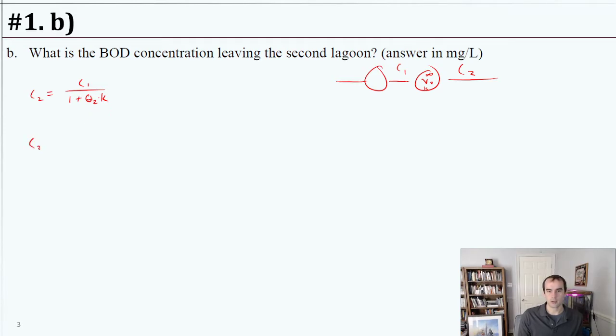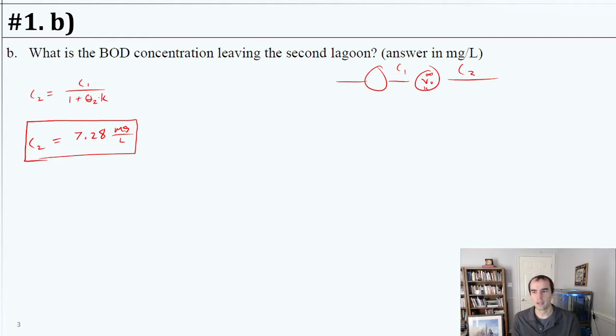Given that we have those numbers from last time, that becomes pretty simple. We also solved for that theta 2 last time, and we'll just put in those numbers here, and that becomes 7.28 milligrams per liter. Okay, so that's basically the same process, putting in those numbers. Even if you got C1 wrong, likely that same mistake will carry through anyway. But if you used this process, of course, I'm going to give you most, if not all, of the credit for getting the process correct here.